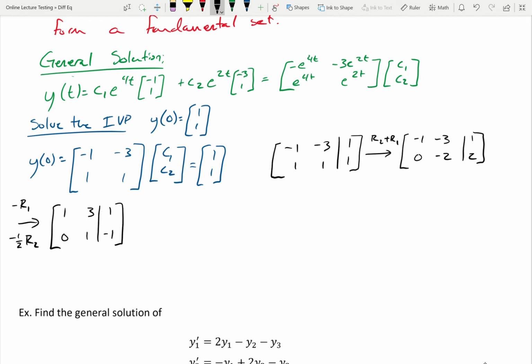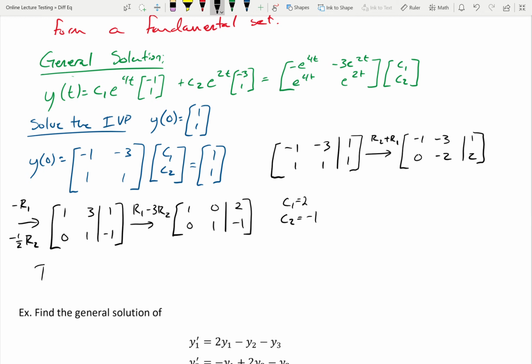All right. And then I'm going to get a 0 here where that 3 is. So I need to do row 1 minus 3 row 2. And that will leave me 1, 0, 2, 0, 1, negative 1. Which means C1 is equal to 2 and C2 is equal to negative 1.